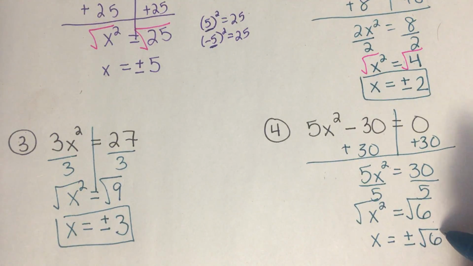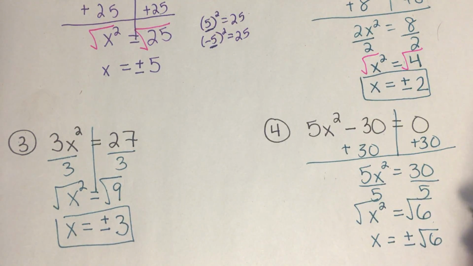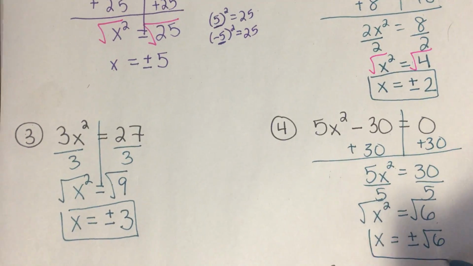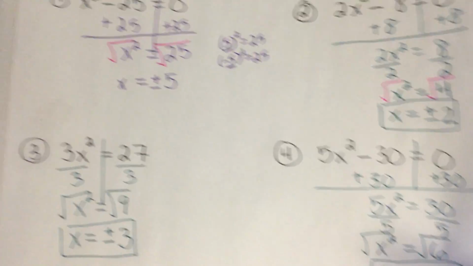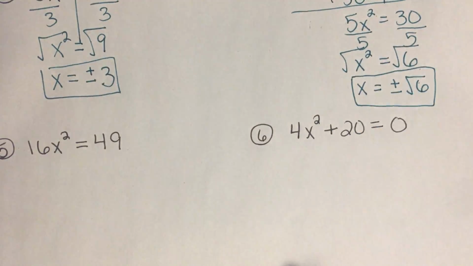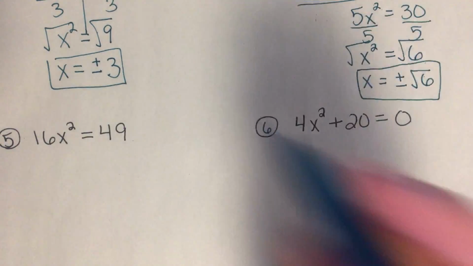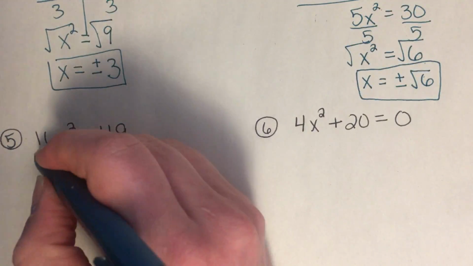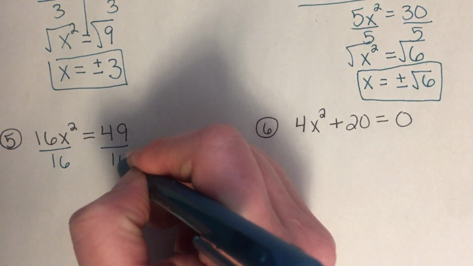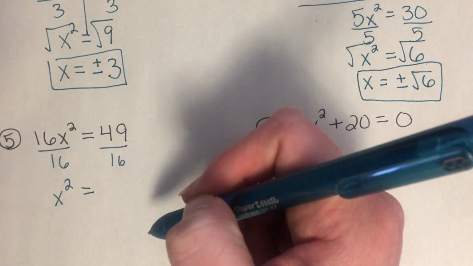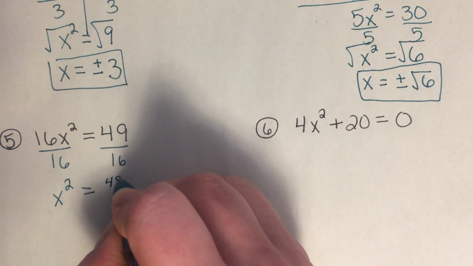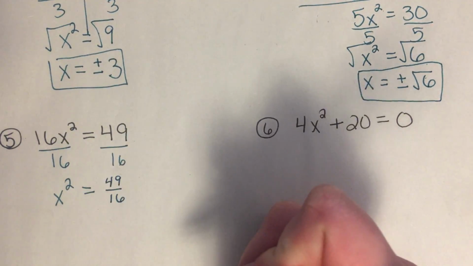Now, if we had a radical like radical 20, we could simplify it further. But for right now, we're just going to leave it as the square root of 6 because it can no longer be simplified. Okay. Finally, here are our last 2 examples. For this one, we're going to divide by 16 on both sides, but you'll notice that we can't divide 49 and 16 evenly, so we're going to leave it as a fraction.